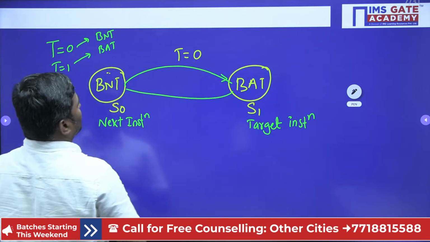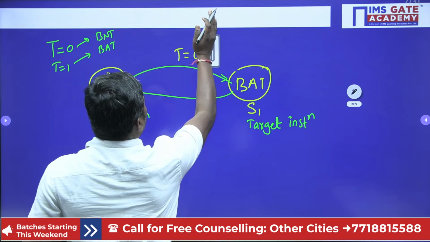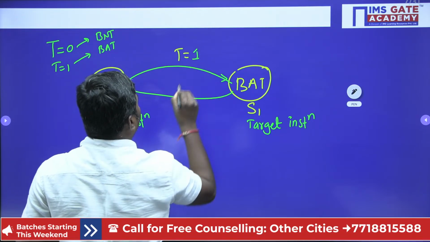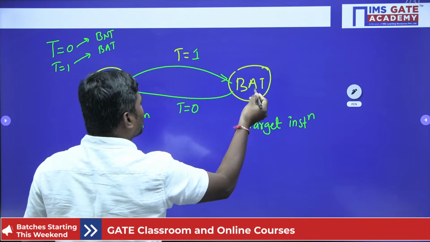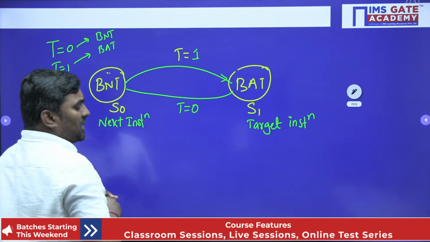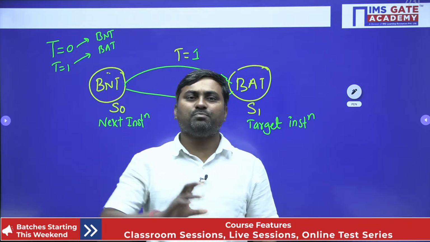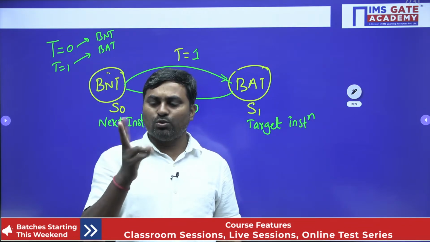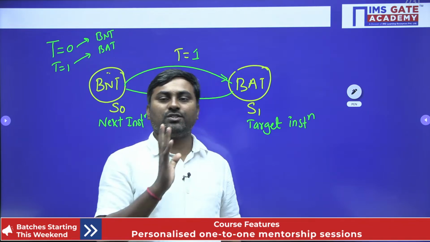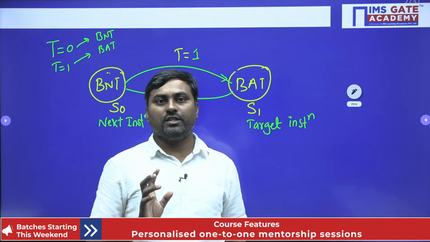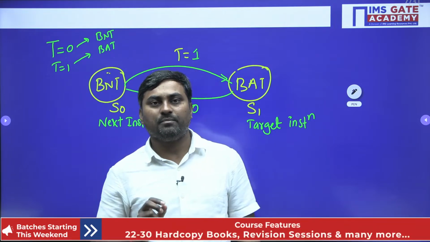Now t equal to 1 because the branch has taken. Then t equal to 0: I predicted the branch will take, but it has not taken, so I change the state. Please understand, static prediction means I fix one state and predict something. If successful, I change the state; if unsuccessful, I also change the state. Each time I'm changing the state.